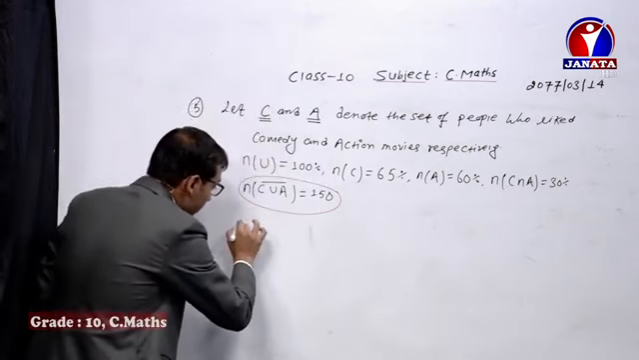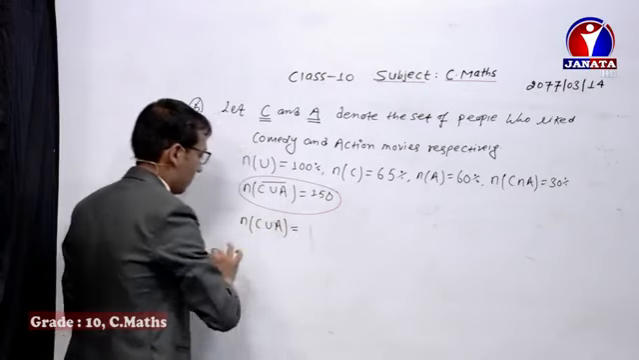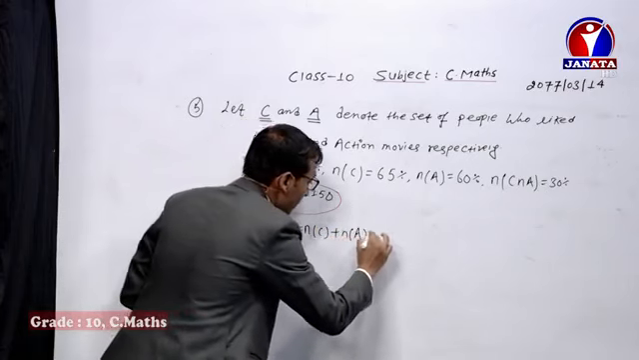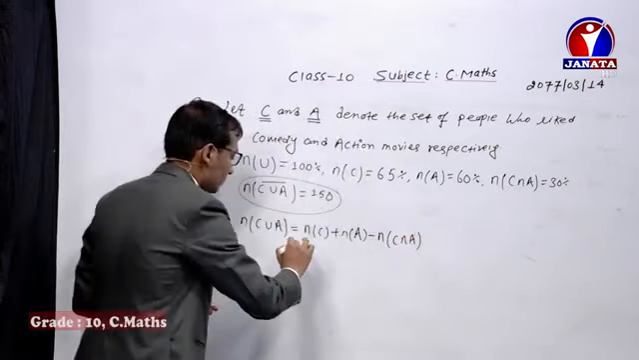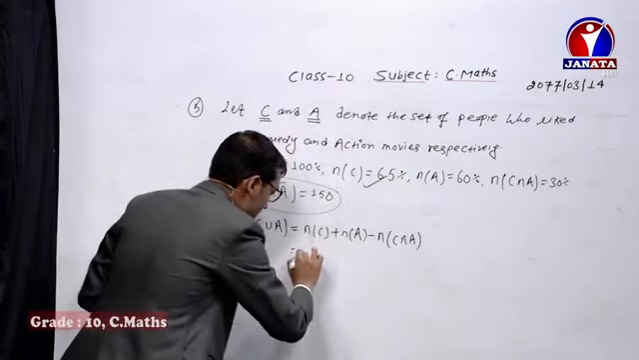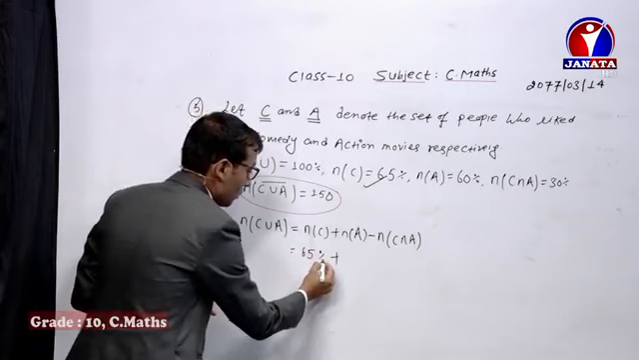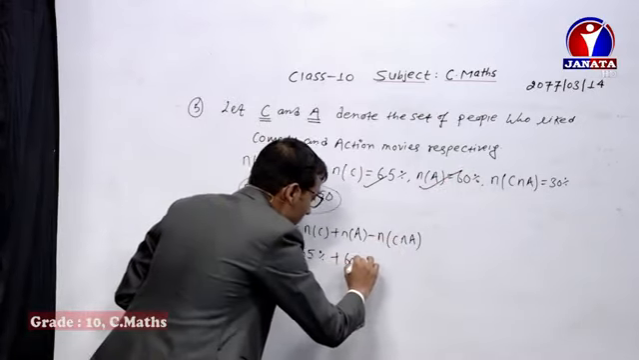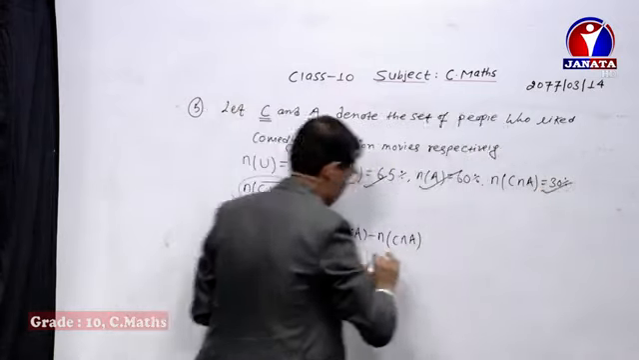So n(C union A) is equal to n(C) plus n(A) minus n(C intersection A). n(C) is 65%, so 65% plus, what is n(A)? 60%. 60% minus what is the intersection? It's 30.